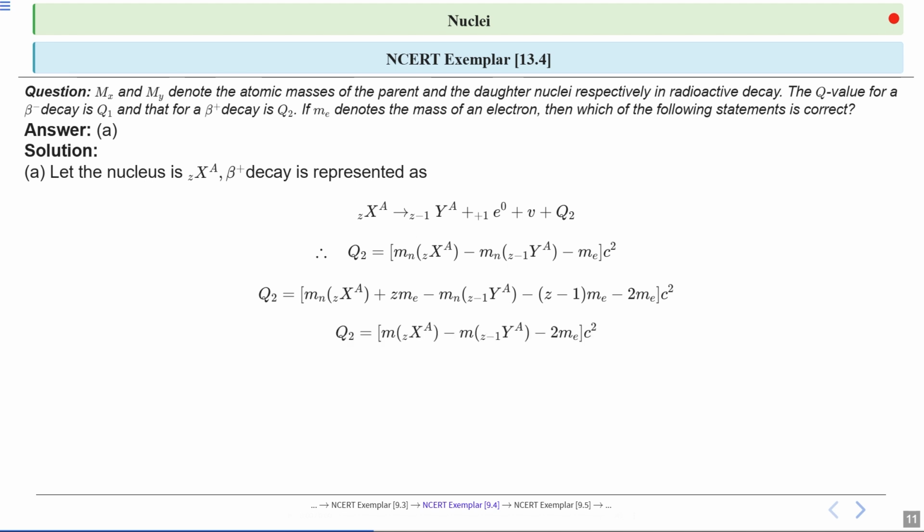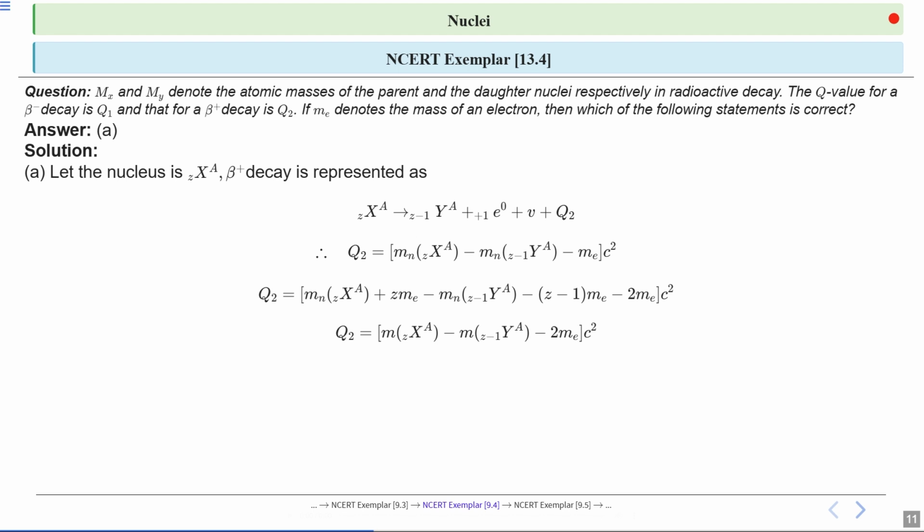Now Q2 is equal to the mass of the parent atom. This is not the mass of nucleons of the parent nucleus. It is the mass of the atom because we have added the mass of electrons also. In the above equation, we have multiplied Mn, that is the mass of nucleons of the X parent nucleus. We have added the mass of electrons, Zme. Z is the atomic number of the parent nucleus X.